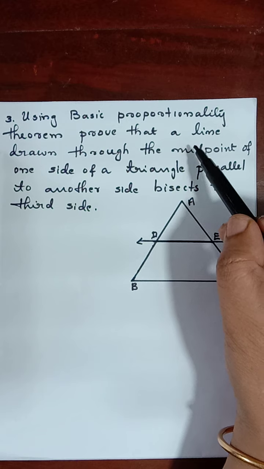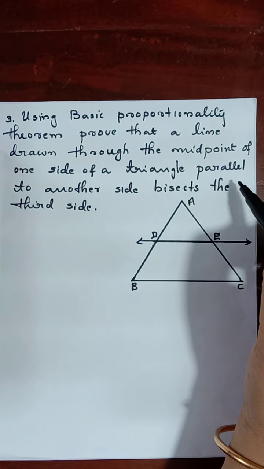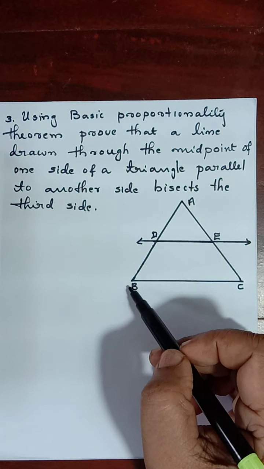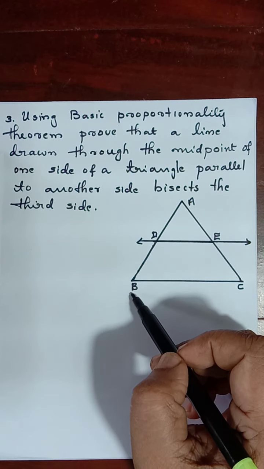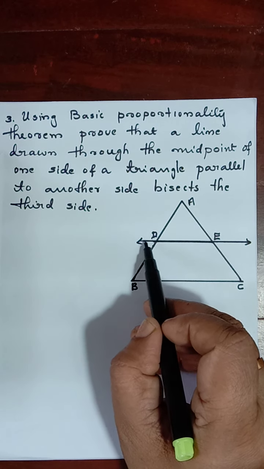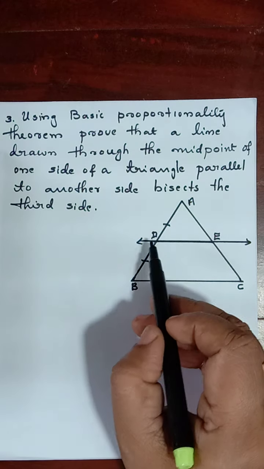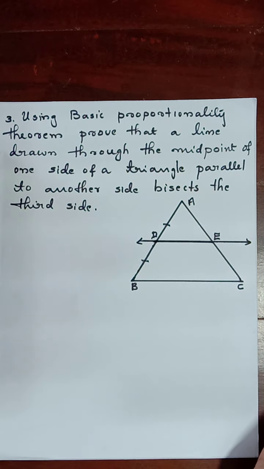Prove that, what is to be proved? Prove that a line drawn through the midpoint of one side of a triangle. So one side of a triangle, let us consider one side AB. A line is drawn through the midpoint of one side. That means AD equal to DB, given. D is the midpoint they have given.